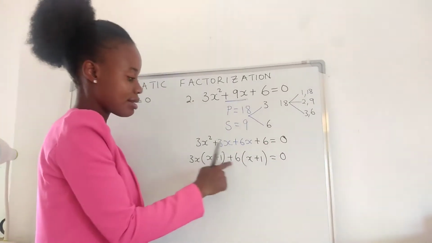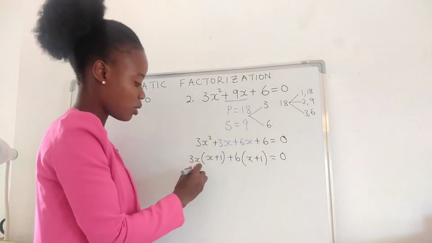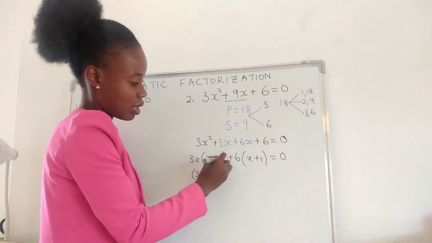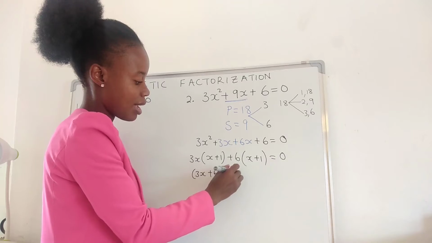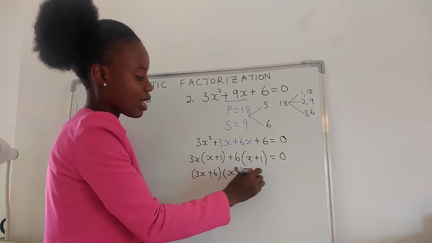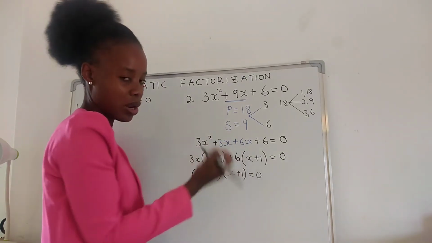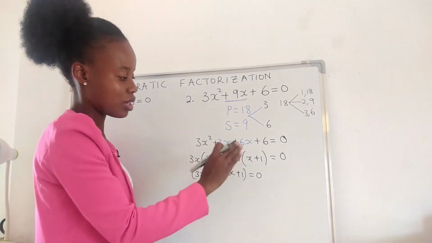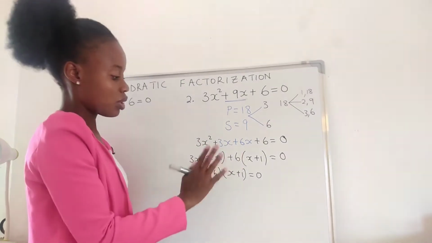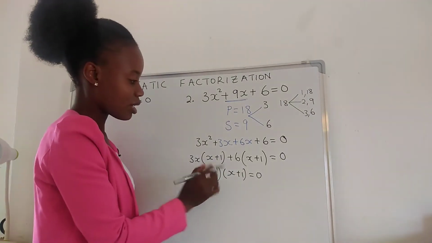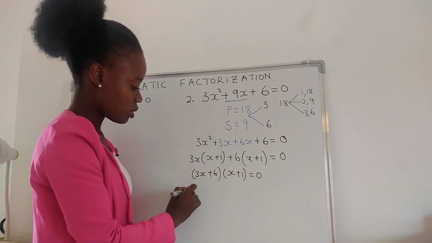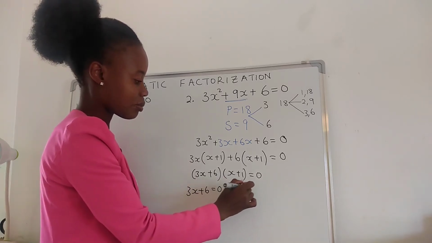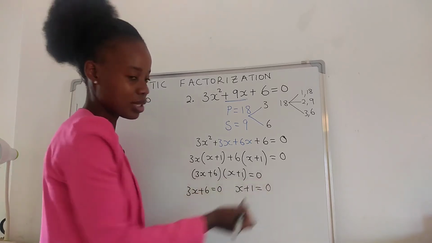You take the ones outside the brackets, you put them in one bracket: 3x plus 6. Then these two, they are the same: x plus 1. If these two are not the same, just know that something is wrong. Recheck your work and do it again. After this, we equate the first bracket to 0 and the second bracket to 0. We're going to have 3x plus 6 equals 0, x plus 1 equals 0.